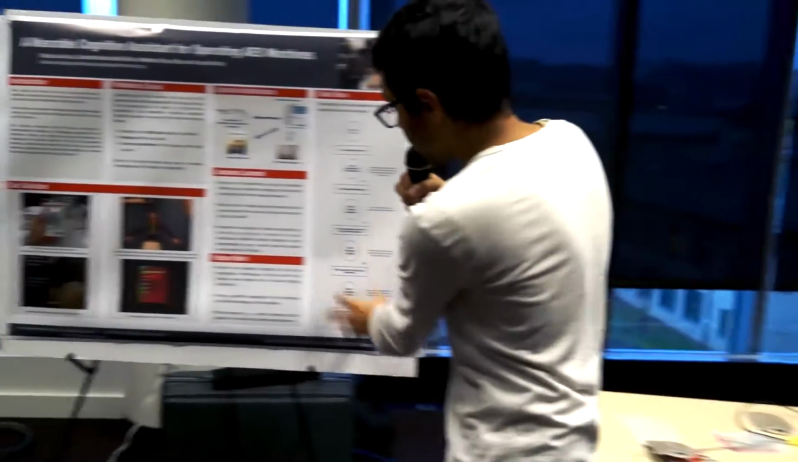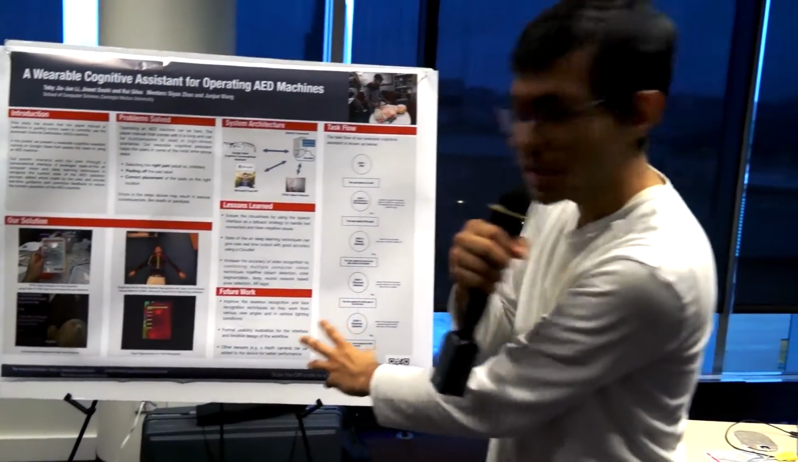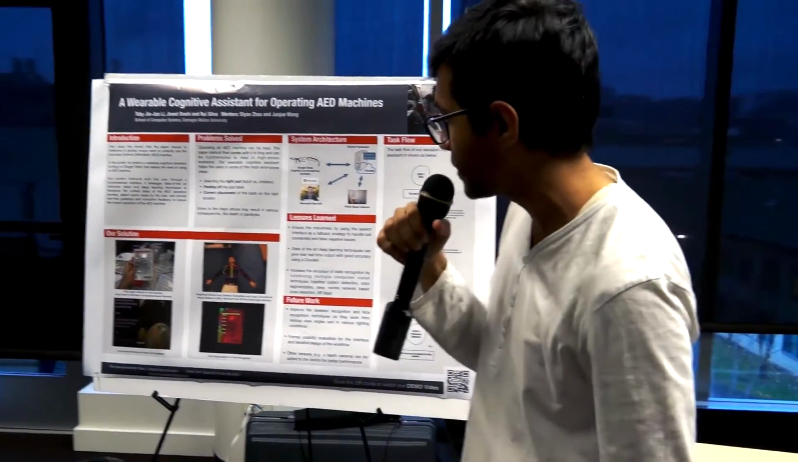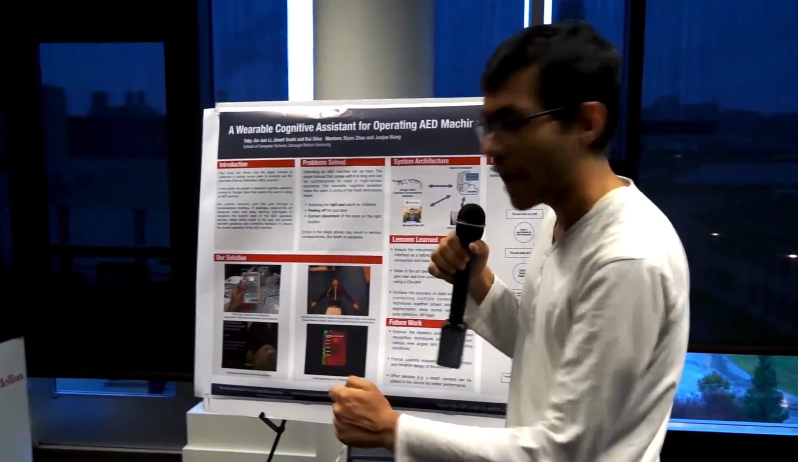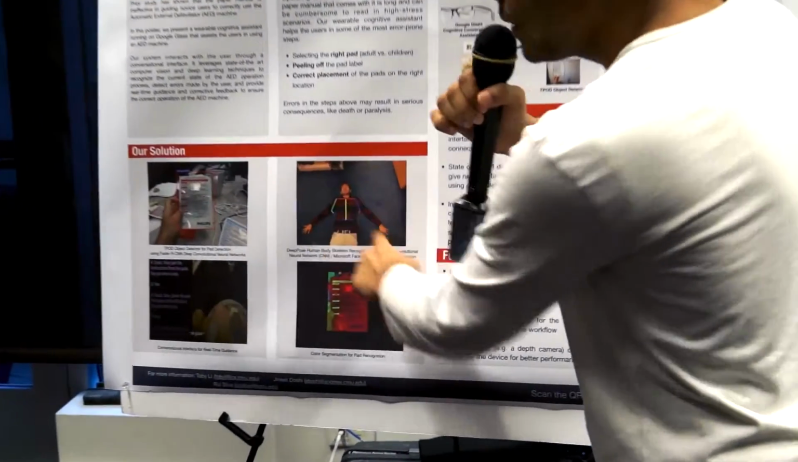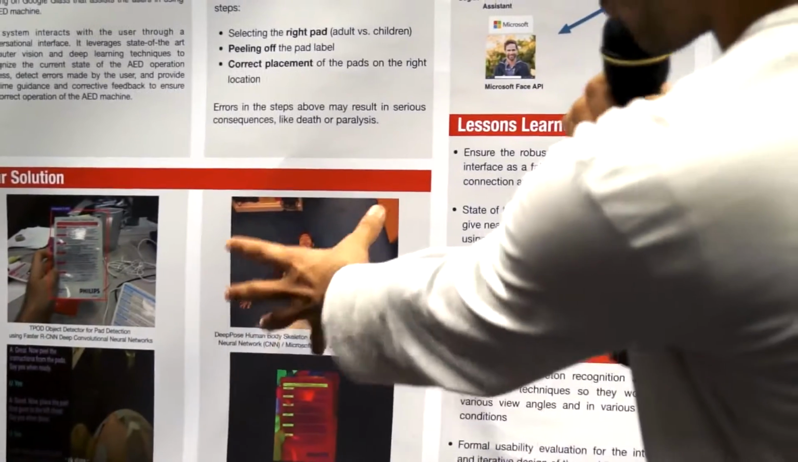Once that step is complete, we move on to the final step, which is detecting the positioning of the pads, whether the positioning of the pads is correct or not. So we take those pads, the user puts them on the subject's body, and we ask the user to point on the torso and the face of the dummy.